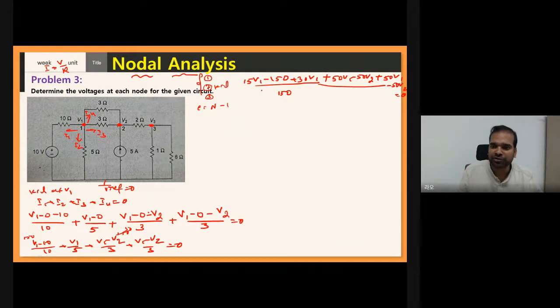Clear. Now if you solve this, you will get 145 V1 minus 100 V2. Just to save time, I am directly writing the final equation, equal to 150.